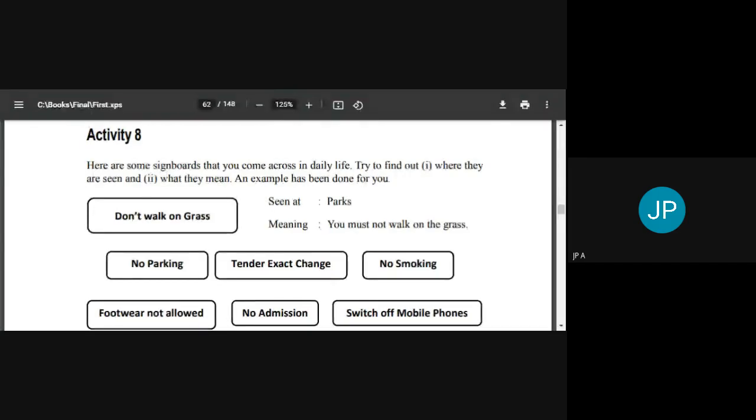Okay, the next one is no smoking. You can see the sign in cinema theaters, hospitals. Very good. Yes, Sri Lakshmi. Yes, so you have written it very well. It means that you are not permitted to smoke here. You should not smoke here. These are all different ways to say it. You should not smoke here. Yes, you are not permitted.